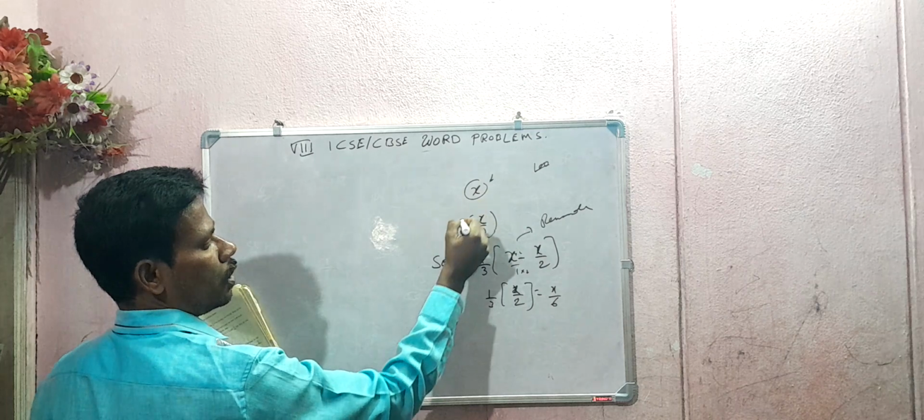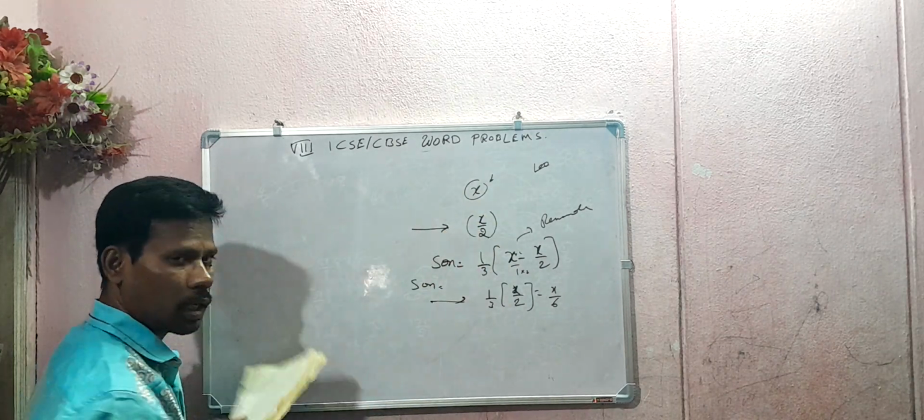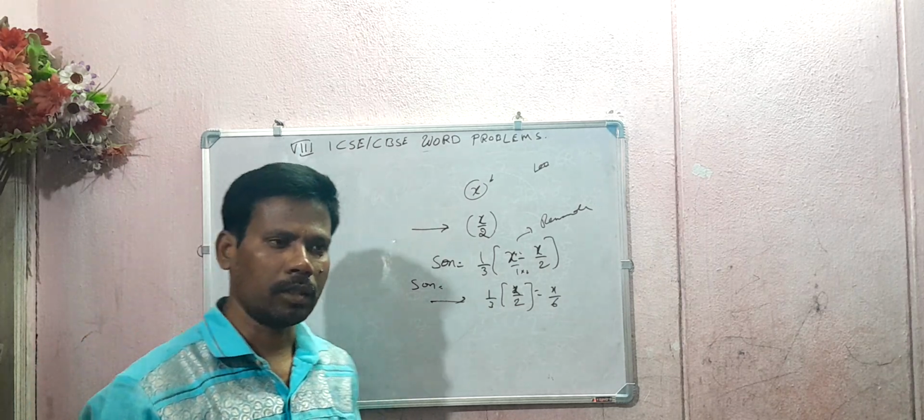So he sold away x by 2. This he gave to his son. Let us calculate what is meant by balance. Balance means simple.